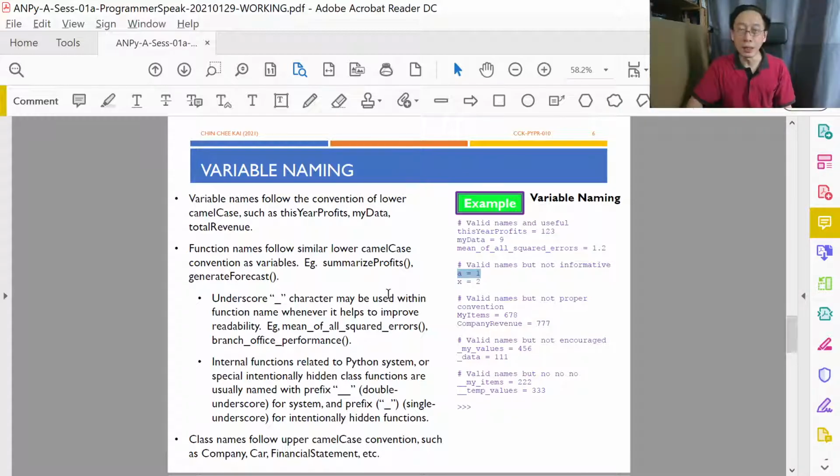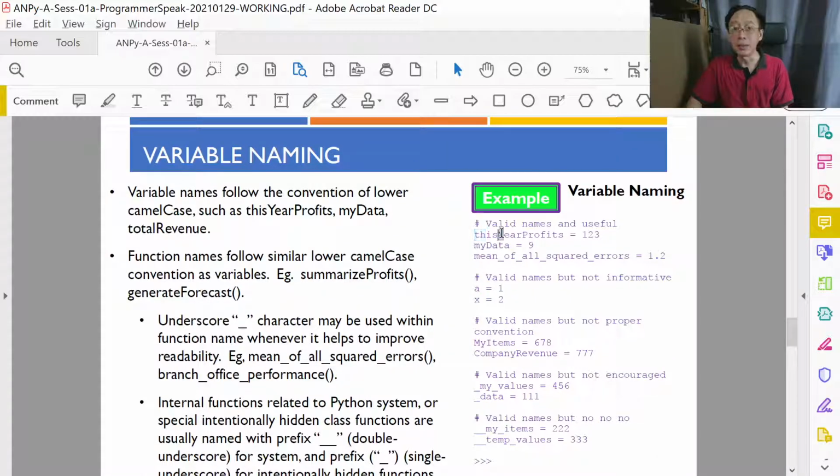Now a is good, however a may not be good enough. In general, our variable naming convention follows a camel case naming convention. The camel has got humps, right? So we start off with lowercase as a convention. We always start with lowercase, and then whenever there is a word boundary, for example, my data, there's a word boundary here, then from the second word on, all word boundaries will have a single capital letter, such as this year profits. There are supposed to be three words, right? We start off with lowercase, and there's a word boundary here, so we have a capital Y, and another word boundary here, we have a capital P.